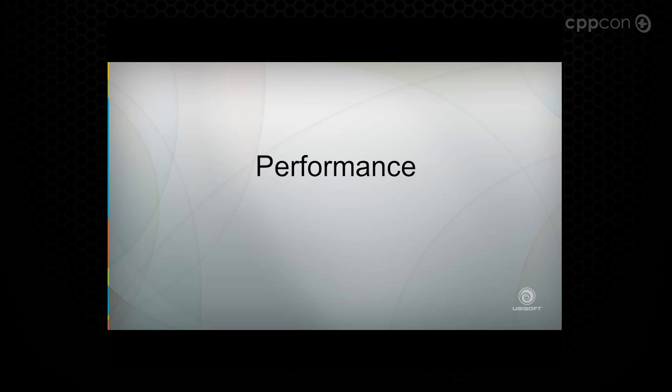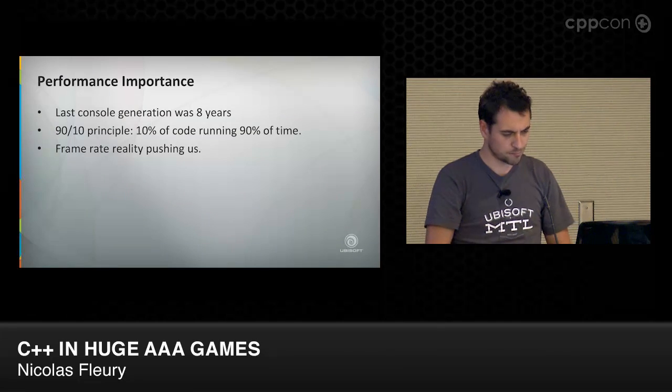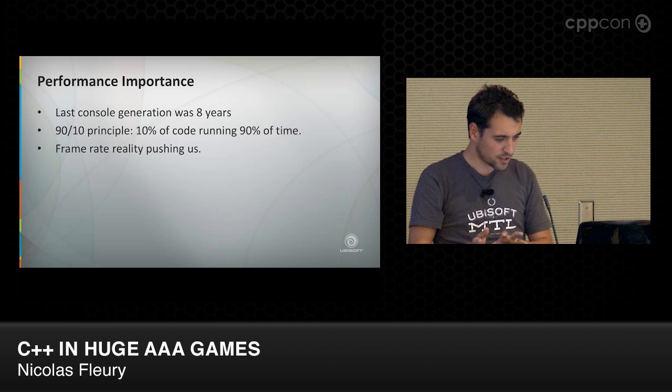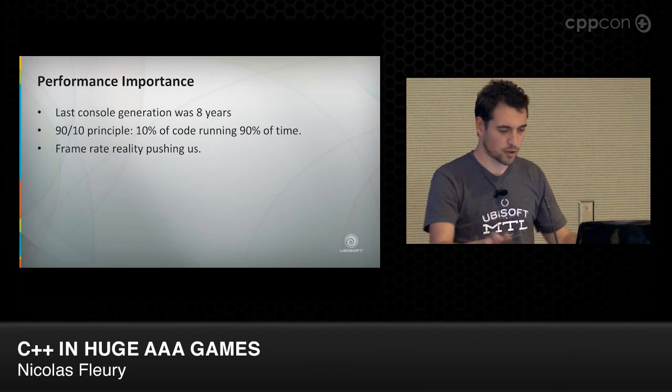When it comes to performance, it's well known that we care about performance in the game industry. So performance is really important for us. The last console generation lasted for 8 years. So you can imagine that we need to be able to always make more with the same. There's a 90-10 principle occurring. Pretty much 90% of the time is spent in 10% of the code. So people working on that 10% pretty much have a different mindset than people working on the rest of the code.